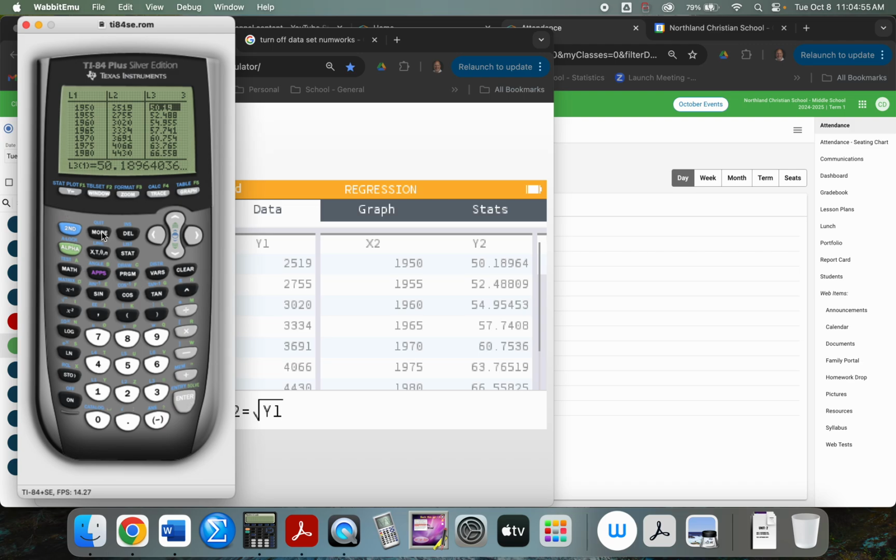Now if we go to stat, calculate the linear regression, I want to do it with L1 and L3. Again, I'm going to store the regression equation in Y1. And in the stat plot, I want to go back to the stat plot. I want this to be on, and I want it to be L1 and L3 now.